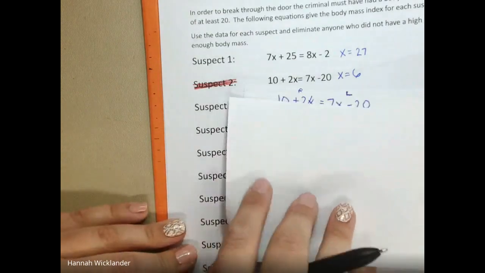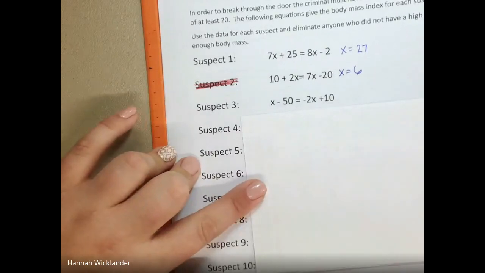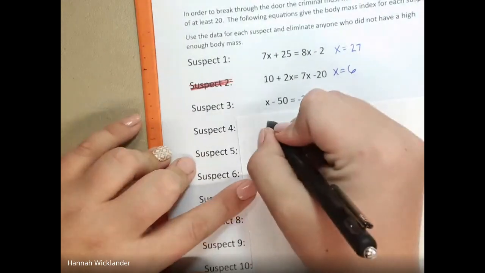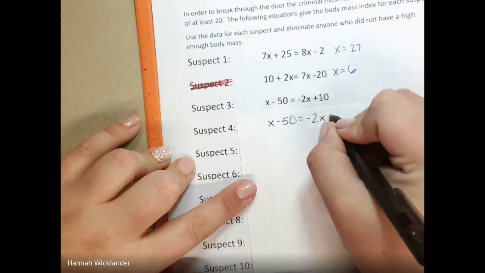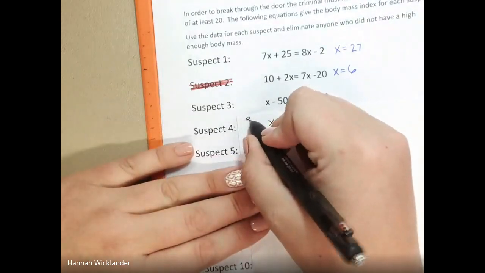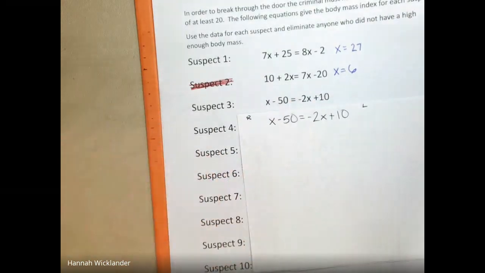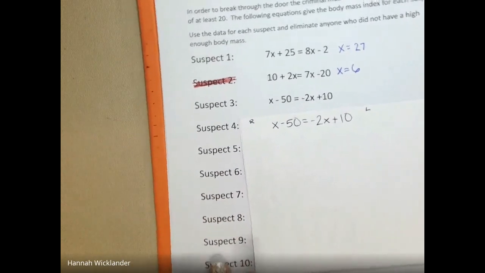Okay, moving on to number 3. I have x minus 50 equals negative 2x plus 10. So this time, once again, I have the right side and the left side of the equation. What side should I move the variable to? You guys can choose.